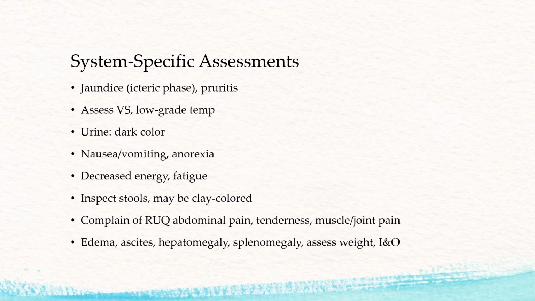They're going to complain of right upper quadrant pain, some tenderness. They may have muscle and joint pain. In later stages, they're going to have some edema, maybe ascites, and an enlarged spleen. We're going to watch their weight and watch their I's and O's.